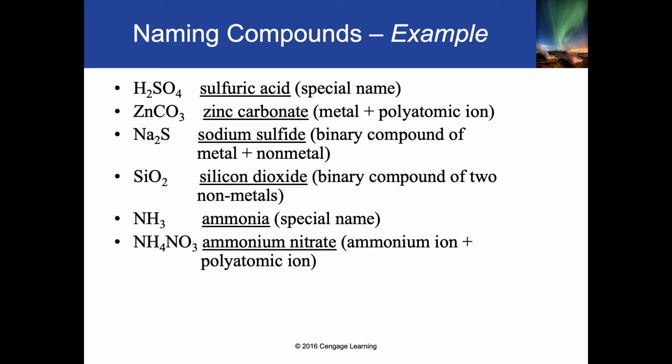And then sodium sulfide right here, that's a binary compound, right? That's a metal plus a non-metal, okay? Silicon dioxide, which I think is glass, right? That's also a binary, two nonmetals together. Ammonia, that's a special one. Don't worry about that too much. And then we have ammonium nitrate.